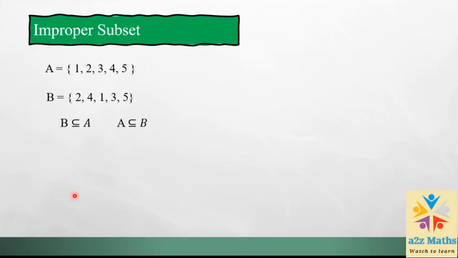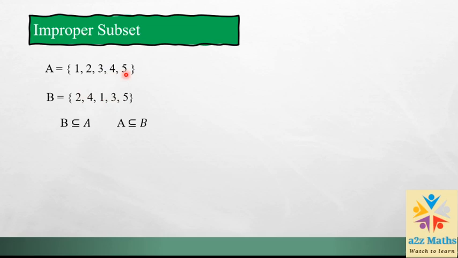Now the other type is improper subset. For improper subset, if you see, we have set A, 1, 2, 3, 4, 5, and set B is 2, 4, 1, 3, 5. If you look, all the elements of B are from A, but A does not have any extra element.